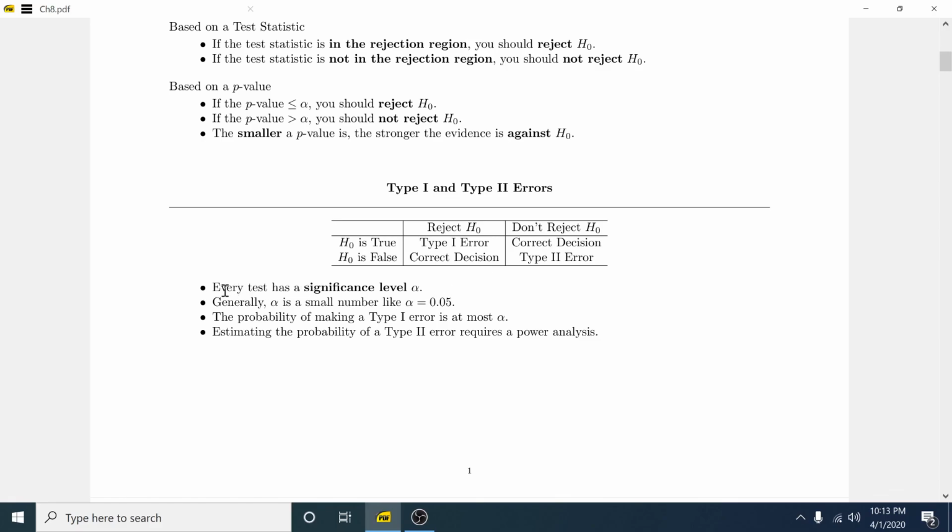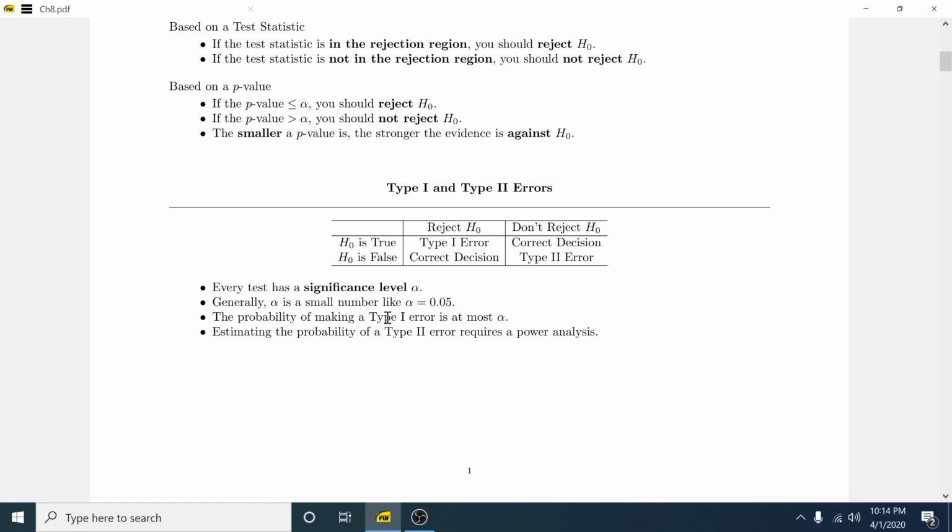Now, what we've seen in this guide is that every test has a significance level alpha, and it's generally a small number like 0.05. But you might have been wondering, what is alpha? What does it actually represent? And this tells us the probability of making a type 1 error is at most alpha. Now, you might wonder, why does this say at most alpha? Why doesn't it just say the probability of making a type 1 error is alpha?